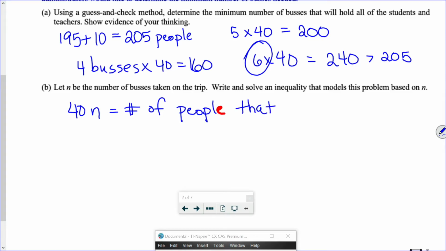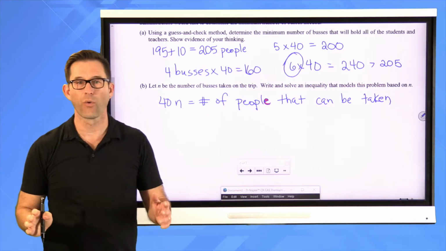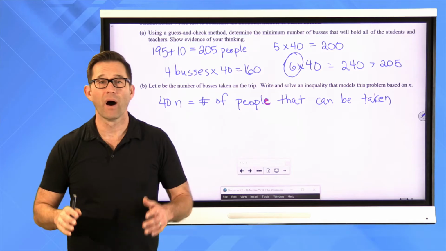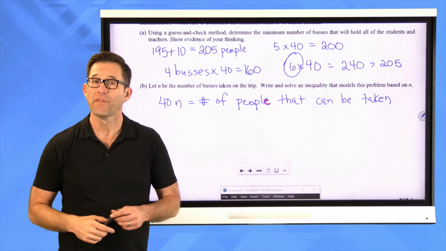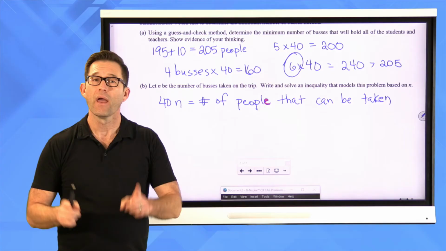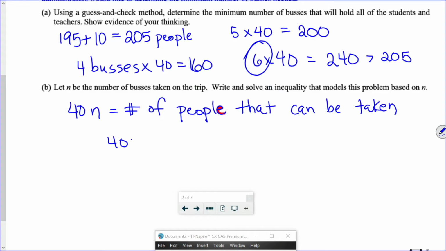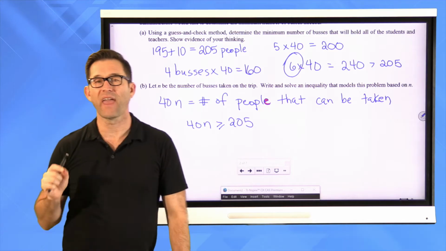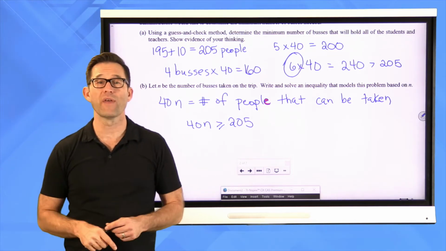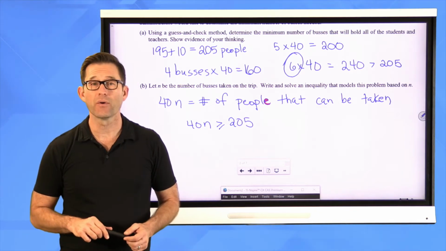that can be taken, right? If I take the number of people that a given bus can take, which is 40 at most, and I multiply it by the number of buses, n, that should be the number of people that can be taken. And what I know, right, is that that number of people, 40 times n, must be greater than or equal to 205. The number of people that can be taken must be greater than or equal to 205.